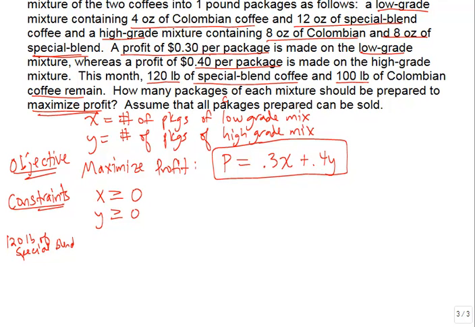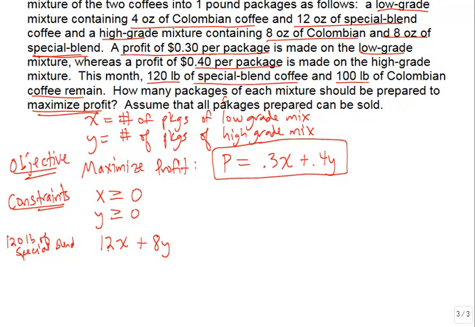Well, we use 12 ounces of it in our low-grade mixture, and we use 8 ounces of it in our high-grade mixture. So 12 ounces in our low grade would be 12 times x, plus 8 ounces in our high-grade mixture would be 8 times y.